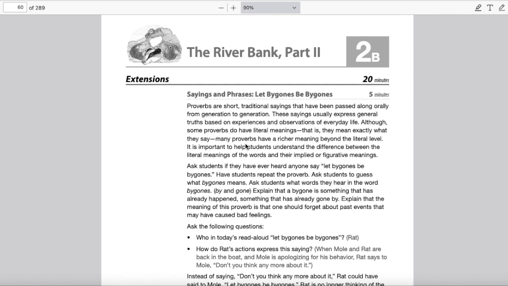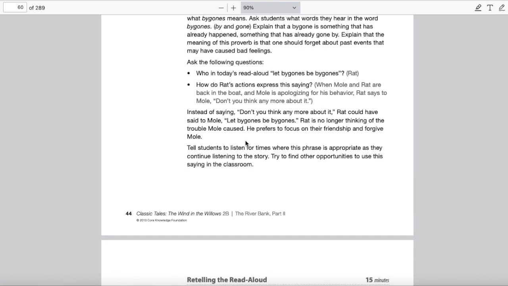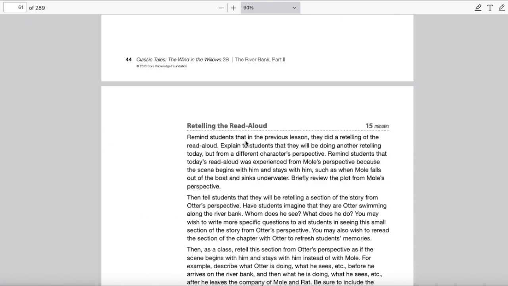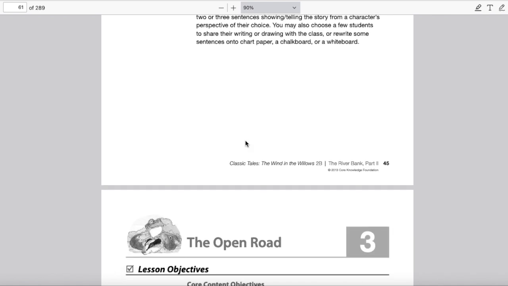This one is going over sayings and phrases. So, let bygones be bygones. What does that mean? They give you an example of a situation. They're retelling the story to you. So that is an example of a fiction.